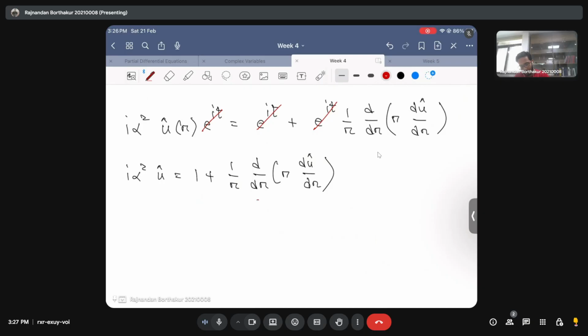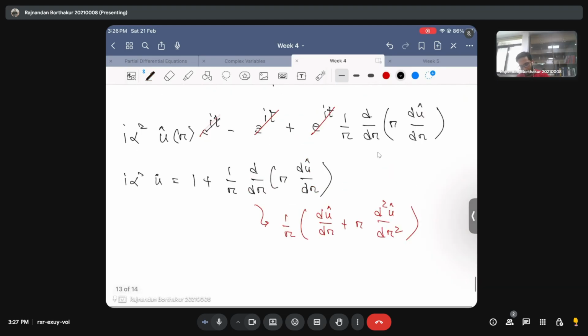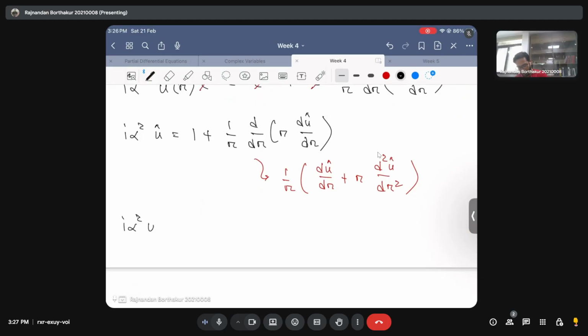What I will do is apply the product rule here and expand this term. So if I expand this term it is just going to be equal to 1 upon r du hat by dr plus r times d2 u hat by dr2. This is going to be this term, and then I can bring this 1 by r, and it is just some simplification that we are doing. So it is just going to be i alpha squared u hat equals 1 plus 1 by r du hat by dr plus d2 u hat by dr2.